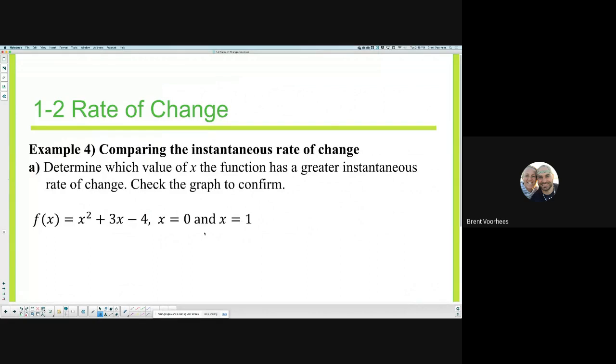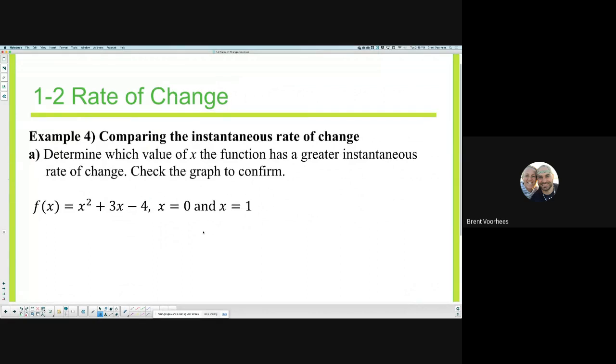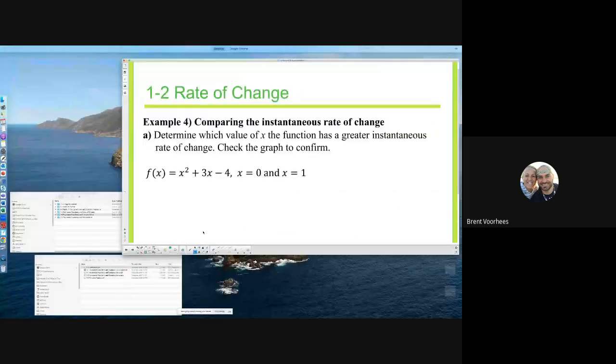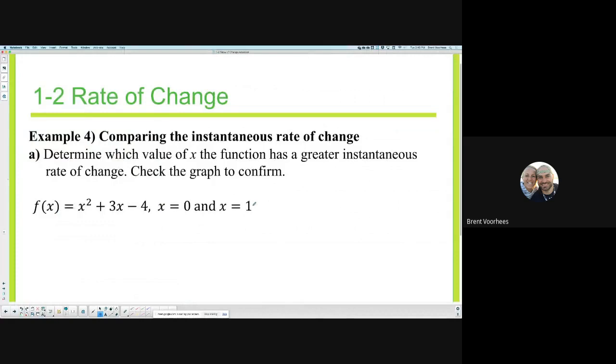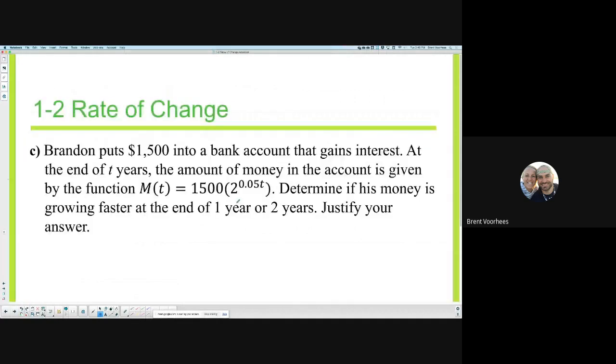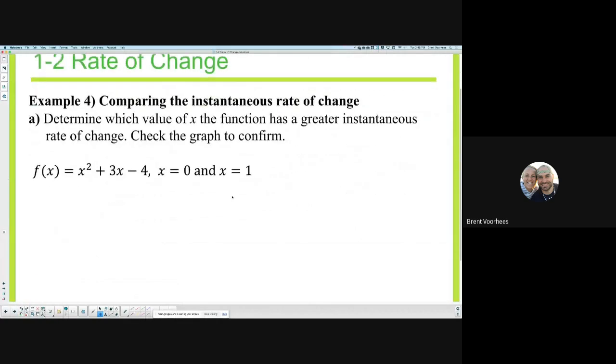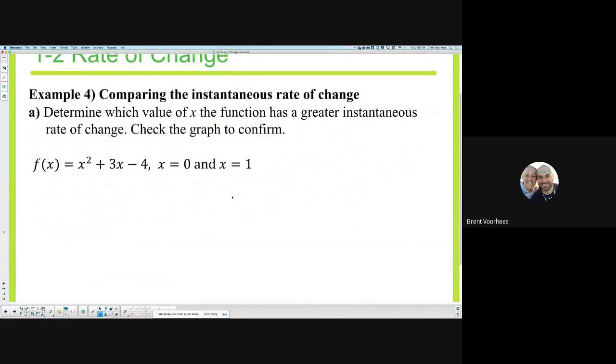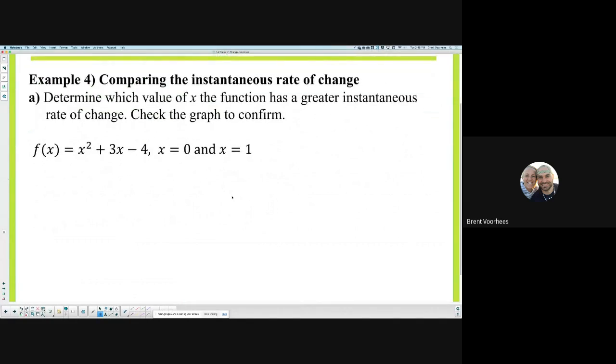Now, I want to make sure, because of all this technology, I slowed down. What do we have left here? 1, 2, 3. Oh, just 3. Oh, perfect. Okay, we want to determine which one has the greater instantaneous rate of change.